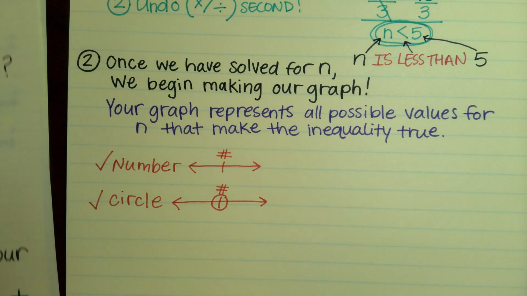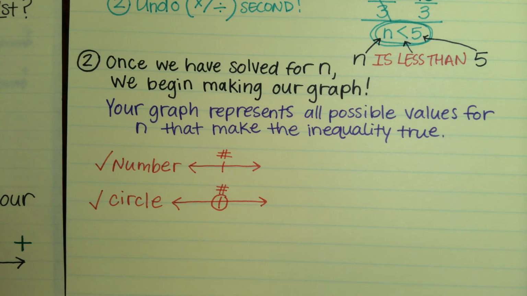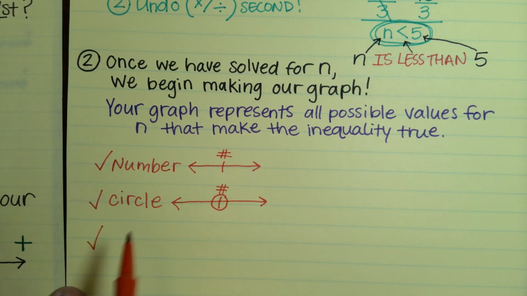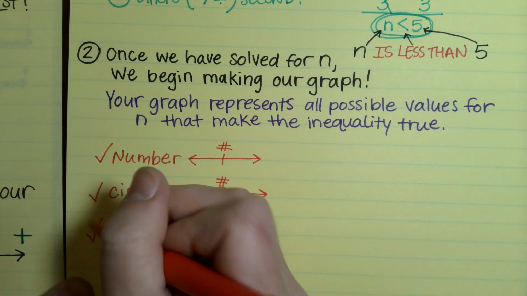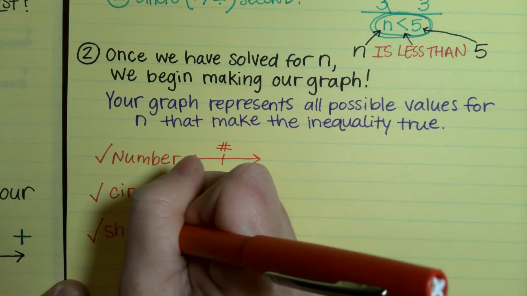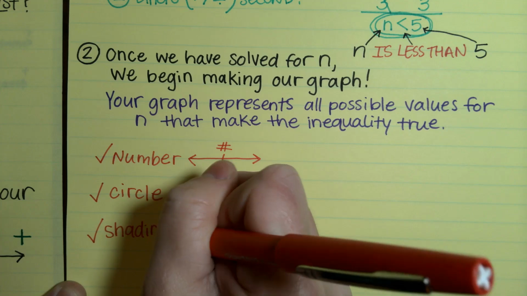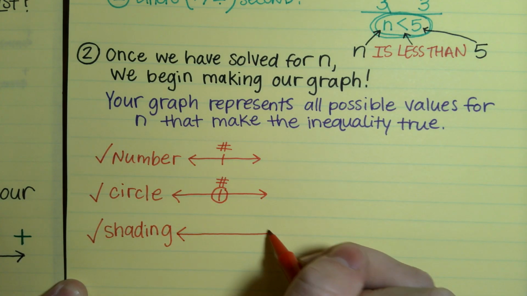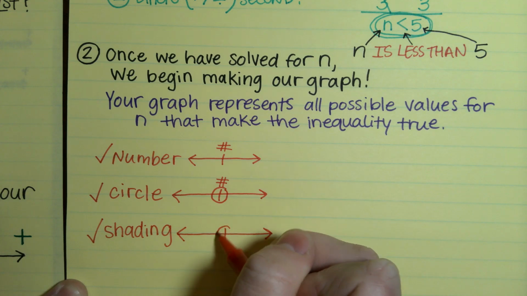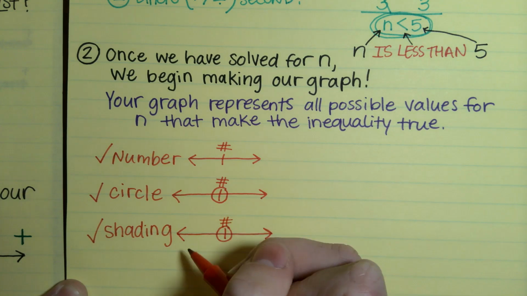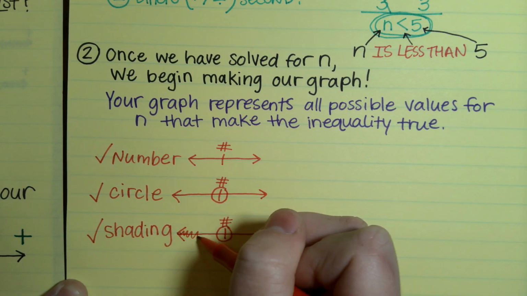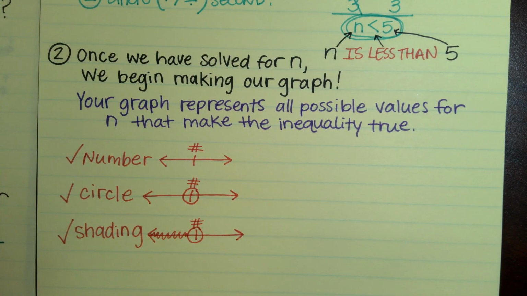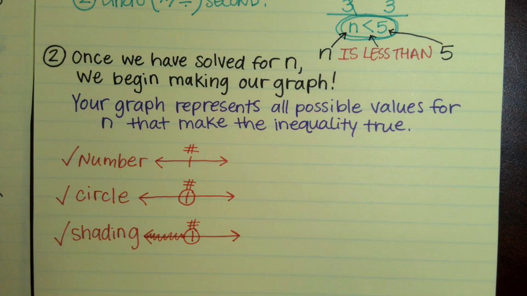It's going to be that new symbol we learn about. Yes. And then the third thing that we have to have in our graph is the shading in the direction that accurately represents our inequality. So we're adding on every time. I've got my circle, I've got my number, and for example, I'm going to shade it this way. All right, so there are the 3 pieces your graph must have. If you are missing one of those, your graph is not complete.